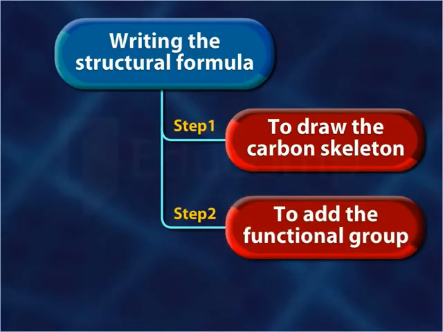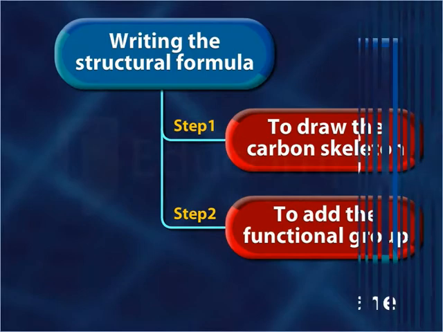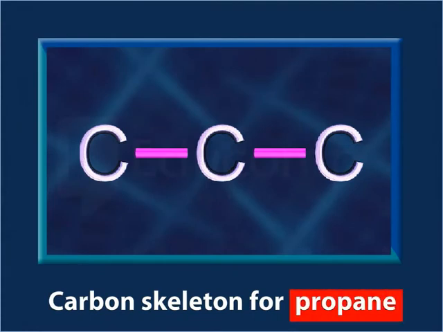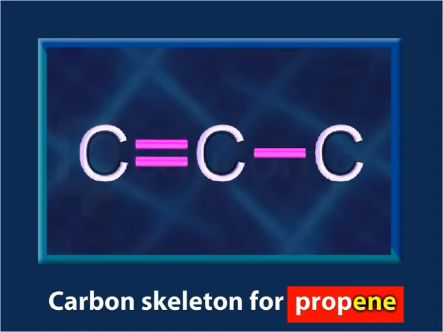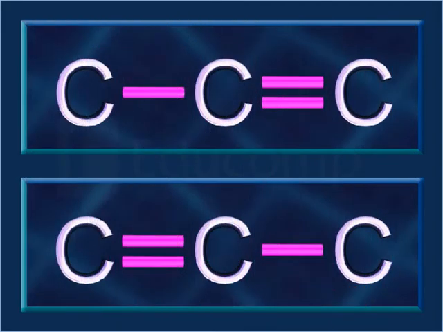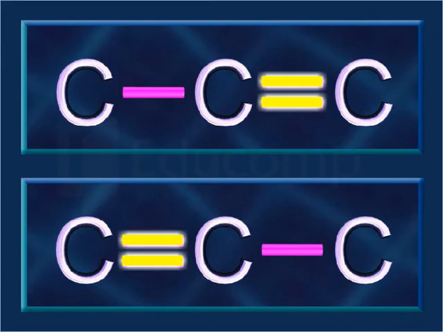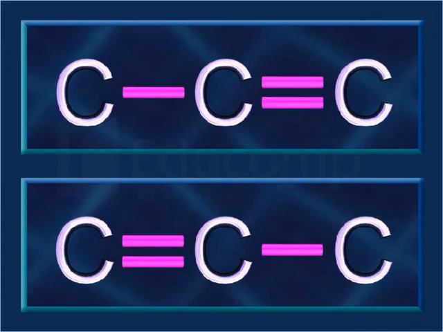The second step is to add the functional group, if any, to the carbon skeleton. The name propane suggests that there is no functional group, so omit this step. However, in the name propene, the suffix "ene" clearly indicates the presence of a double bond. Thus, you need to draw a double bond between 2 carbon atoms. You can choose any end carbon for the double bond. The structure would remain the same.